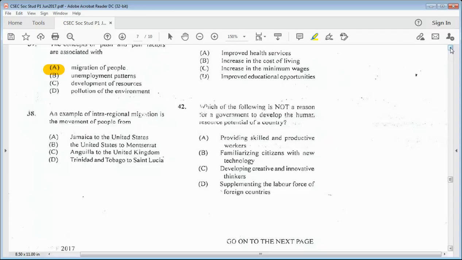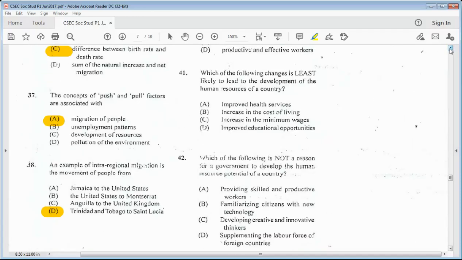Because Jamaica to the United States, it's from one region to another, two different geographical regions, right? We know Jamaica is in the Caribbean and the United States is in North America. B, the United States to Montserrat, out too as well. C, Anguilla to the United Kingdom, that is two different regions. D, Trinidad and Tobago to St. Lucia, that is the same within the Caribbean region. So D would be our answer. Let's move on to 39.